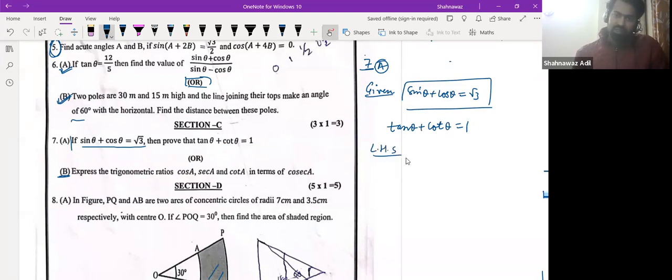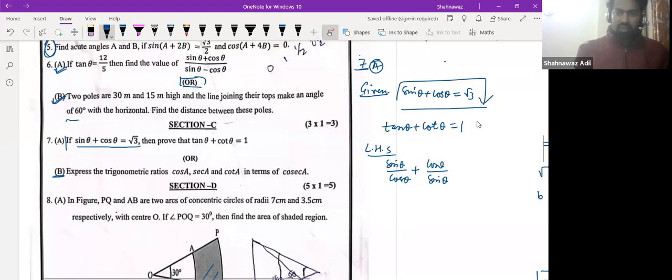LHS would be how much? This would be sine theta by cos theta. We have to prove tan theta plus cot theta is equal to 1, right? So why is it given that sine theta plus cos theta is equal to root 3, if we have to prove tan is equal to 1? Because at some later stage we have to use this. So that is why it is there. So we have to mainly prove the tan. Yes, this is right here.